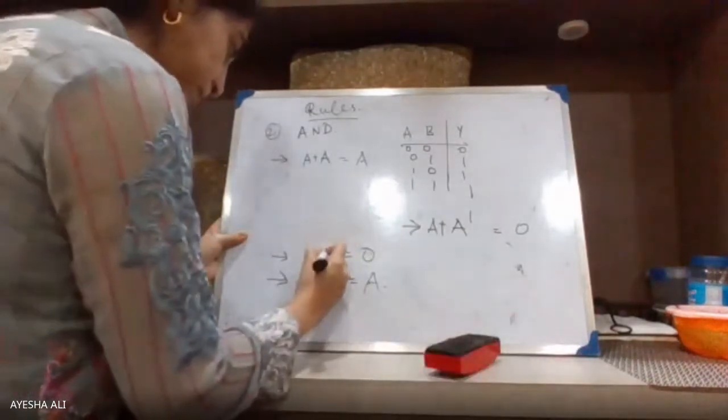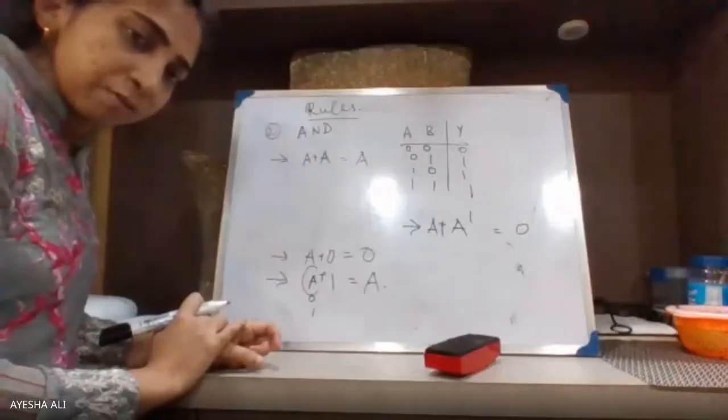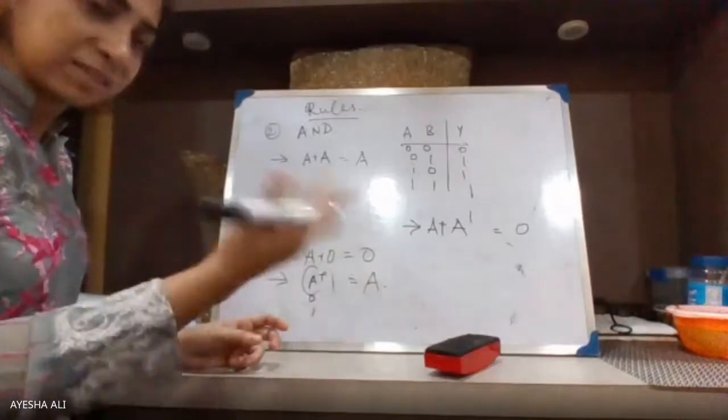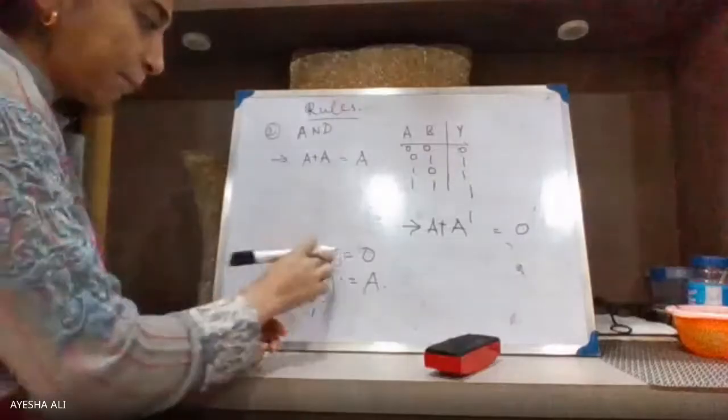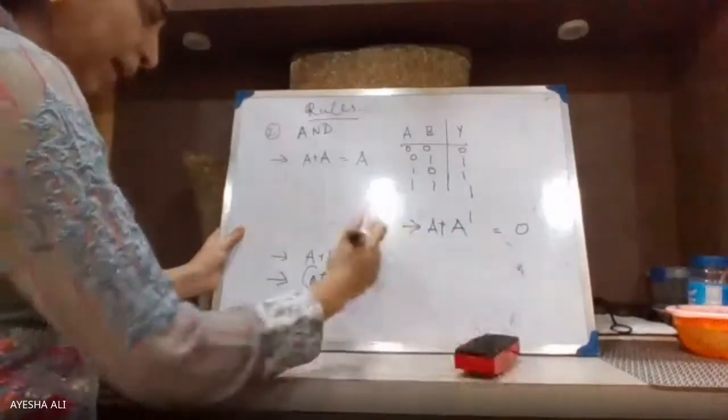Just hold on. A plus A will give A, how? If it is 0 plus 0, 0; 0 plus 1, 1; 1 plus 0, 1. Both are A, so both will have the same value, no? Exactly. A plus 0 will again be A.